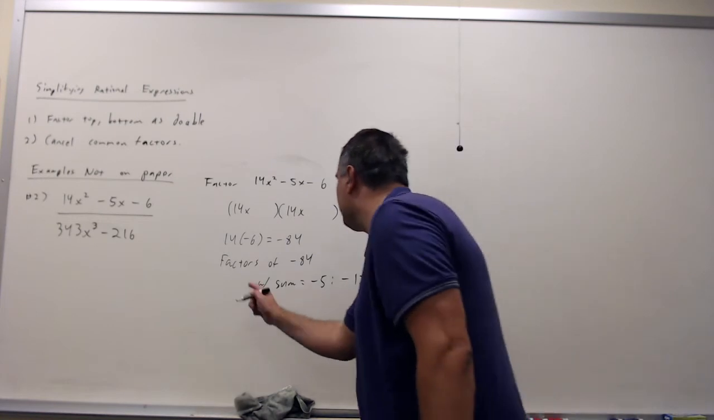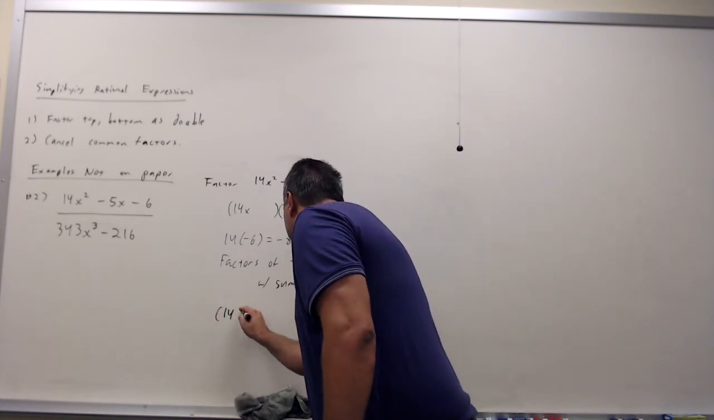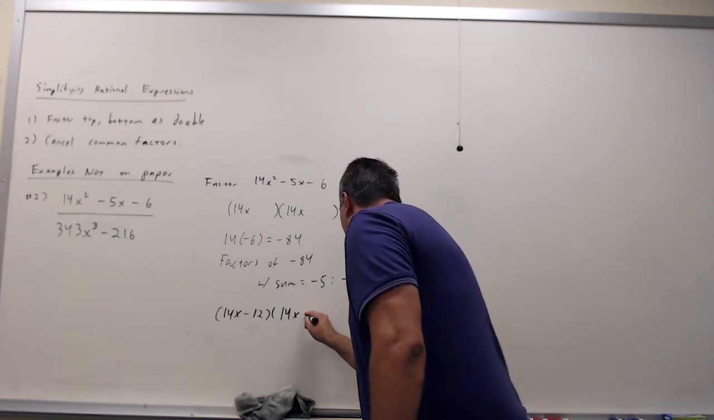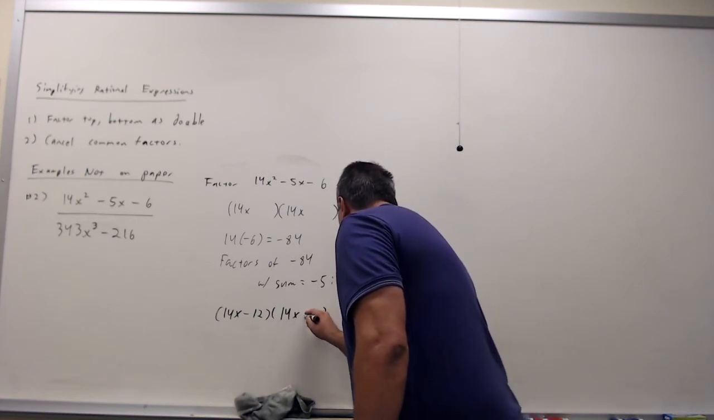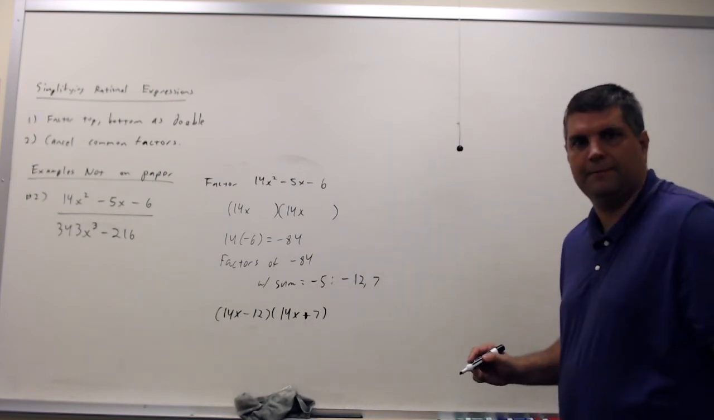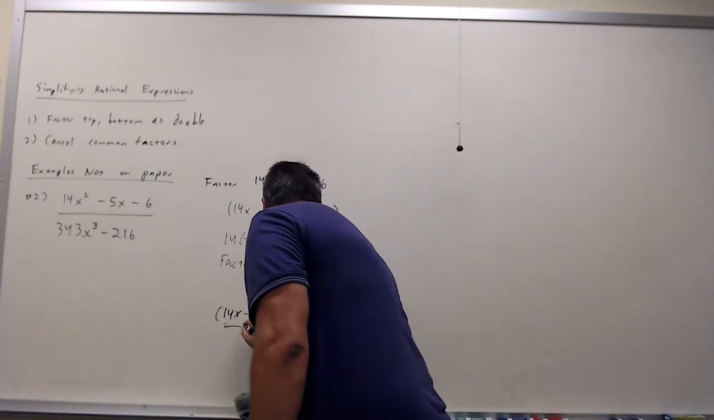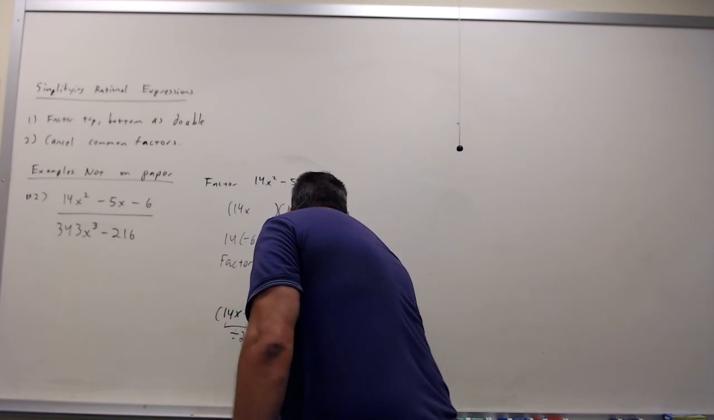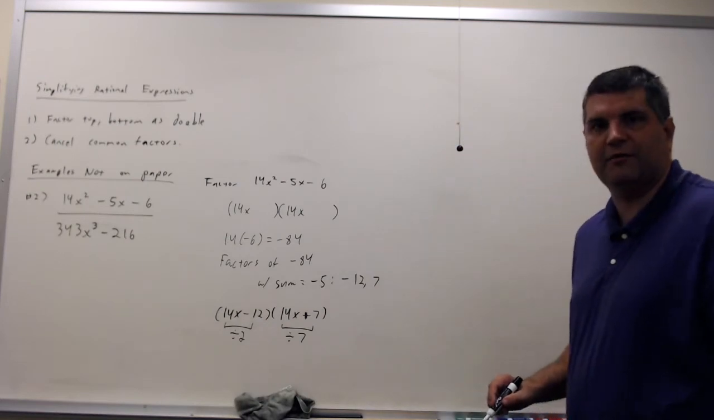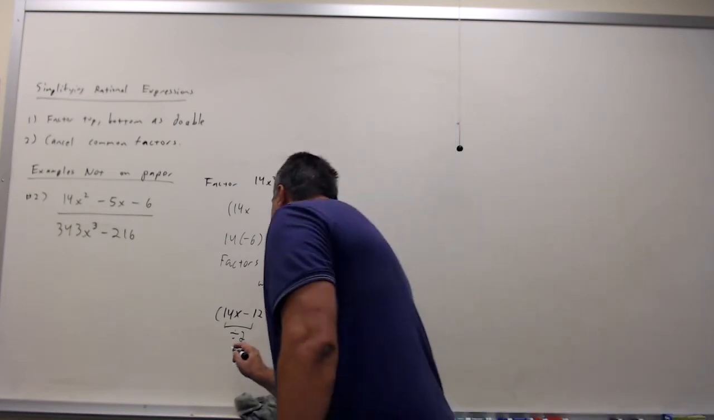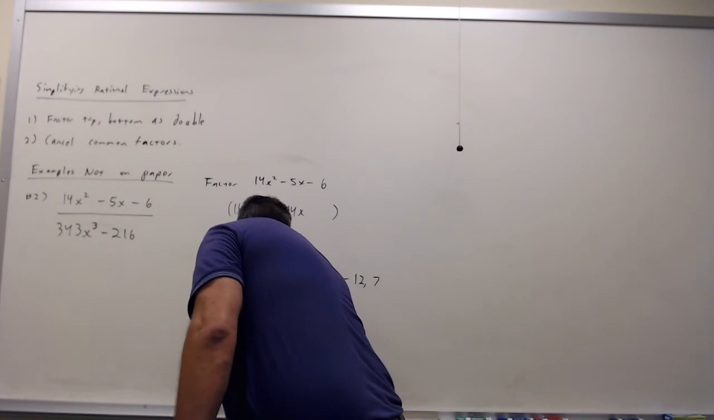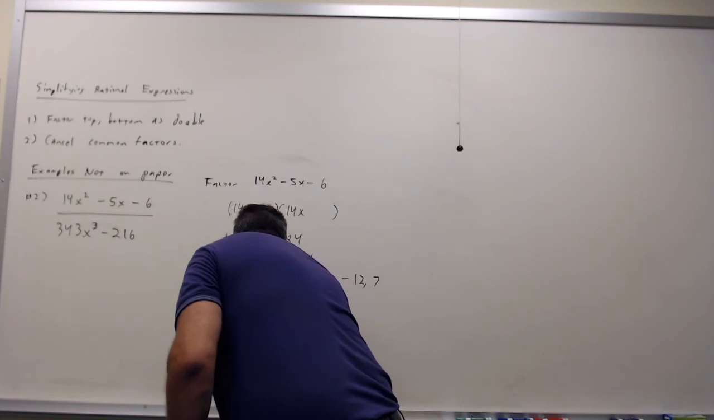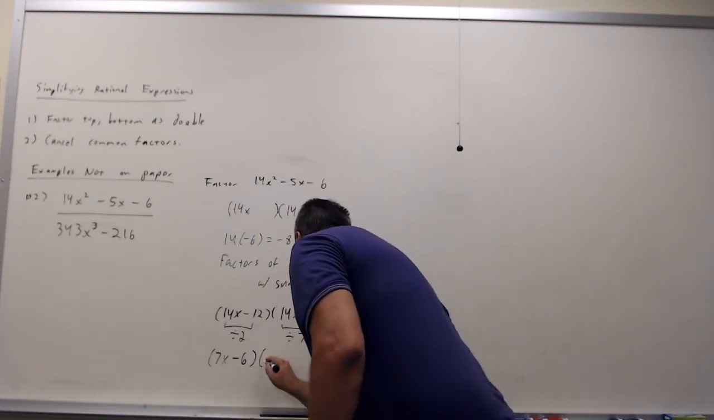So, I will have 14x minus 12 and 14x plus 7 temporarily. Okay? These two have a common factor of 2, so I will need to divide it off. These two have a common factor of 7. I'll have to divide it off. So that leaves me 7x minus 6 and 2x plus 1.